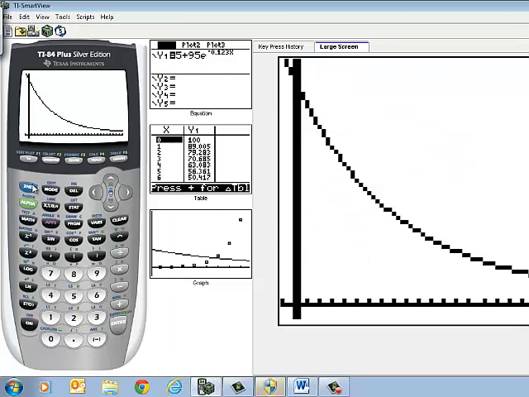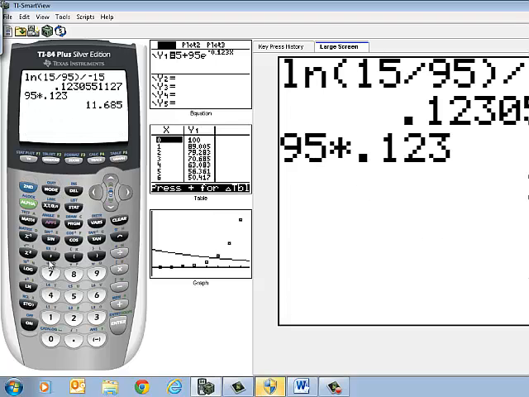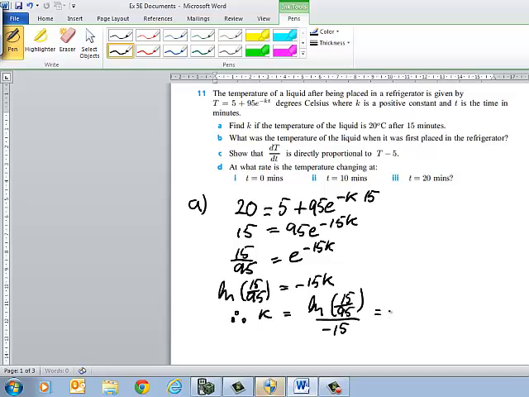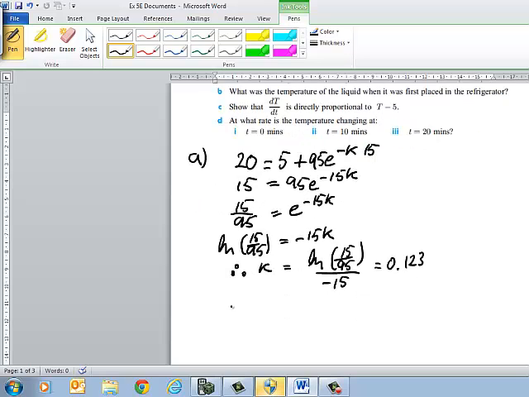So when we do that on our calculator, I've actually already done that, and we get an answer of 0.123. We can then write our model as T(t) is equal to 5 plus 95 e to the minus 0.123t. So that's the model that we have to use for the rest of the question.